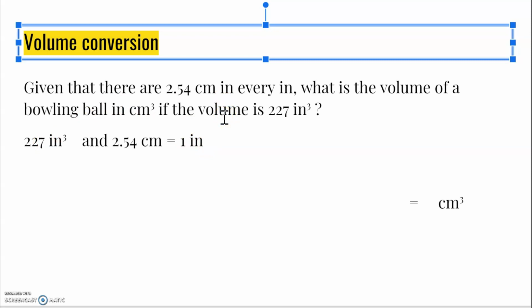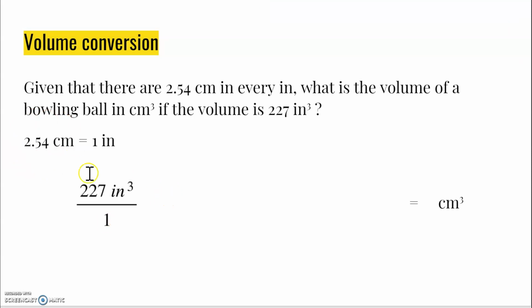Now I have to decide which one I'm going to start with. Well, if you remember the hints, you're going to start with the one that's not the equivalent. So I'm going to start with this 227 inches cubed. I'm going to put it over the number 1. And notice there are no units on the bottom. It's just 227 inches cubed over 1. And now I have to go from inches cubed to centimeters cubed.